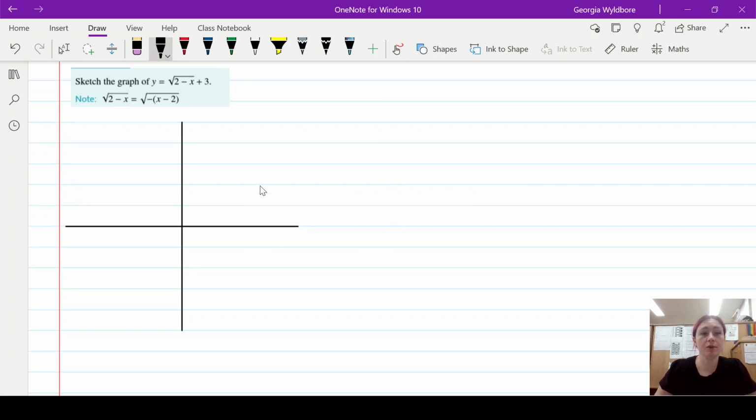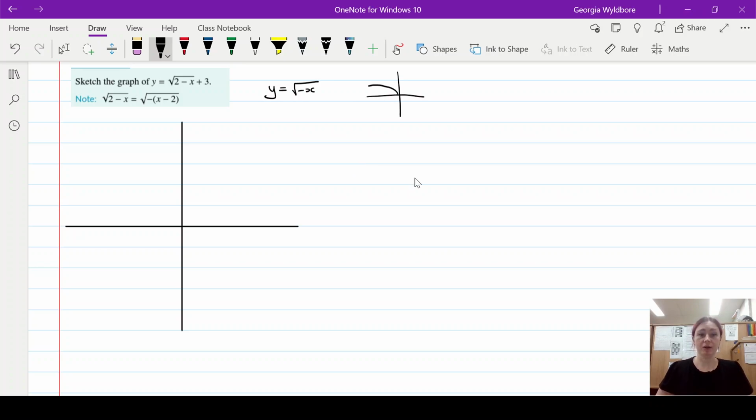Last example of this graph type. So we have y equals the square root of 2 minus x, plus 3. And they've given us a little note here. They've just factored out negative 1 inside the root to say that 2 minus x is the same as negative x minus 2. So what they're indicating to us here is that we have the graph of y equals square root of negative x. So we know that because there's a positive in front, it's going to be the top half of the graph, but the negative in here has reflected in the y-axis. So we're looking for that sort of graph, yeah, the top arm heading into the negative numbers.